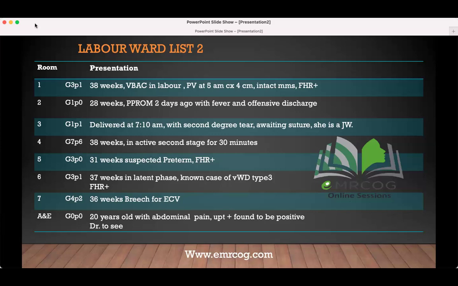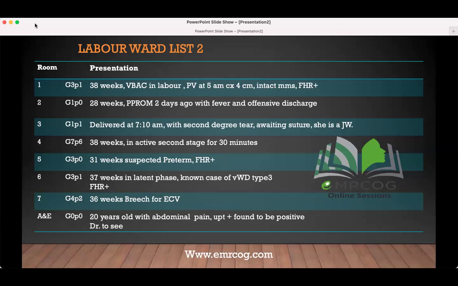Hello, I am Suzanne, ST5 on labor room. I will go room by room. Then I will prioritize urgent, semi-urgent, and routine. So case number 1, room number 1. She is a patient for VBAC.